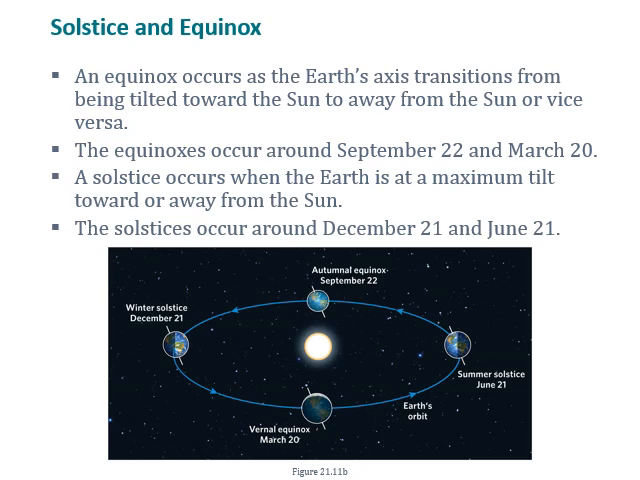A solstice occurs when Earth is at its maximum tilt toward or away from the sun. These occur around December 21st and June 21st, indicating the longest days or shortest days for a particular hemisphere.